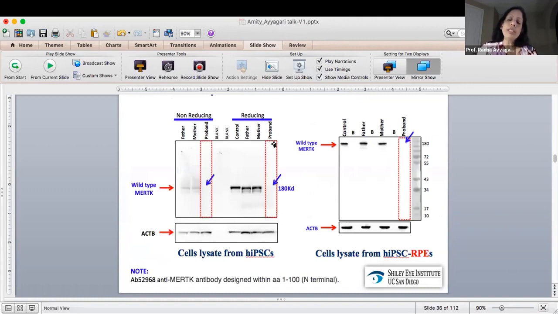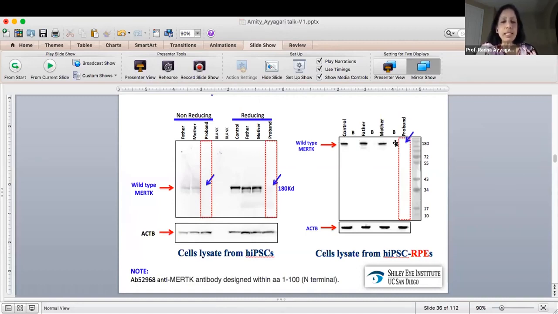Some antibodies work for immunohistochemistry and some do not work very well. So we have done Western blot analysis of the father, mother, and the patient, both in iPSC line and also iPSC differentiated to RPE, stained with MERTK. We can see the presence of MERTK signal, but not in the proband, in the father, mother, and also the control line, both in reducing and non-reducing conditions. Similarly, when we did the iPSC differentiated RPE, we did not find a signal for MERTK in the patient.